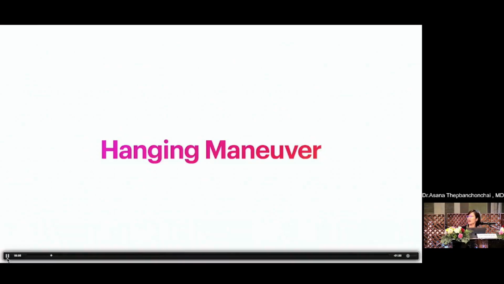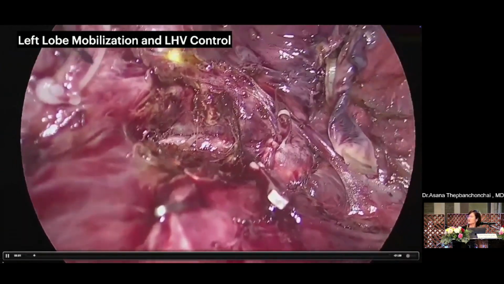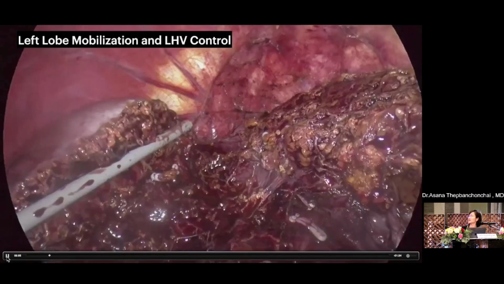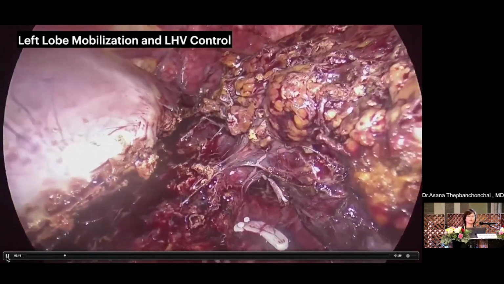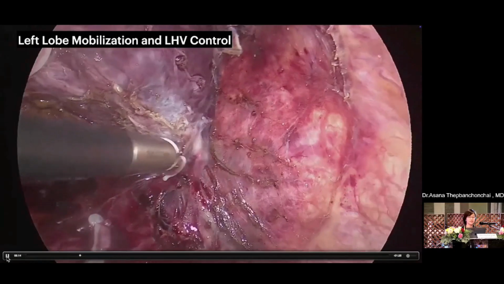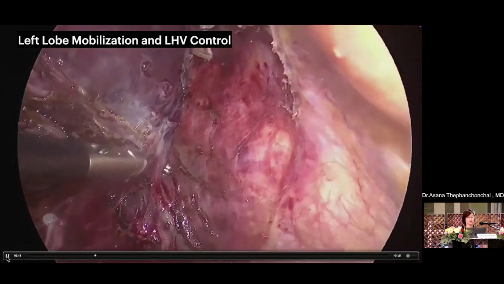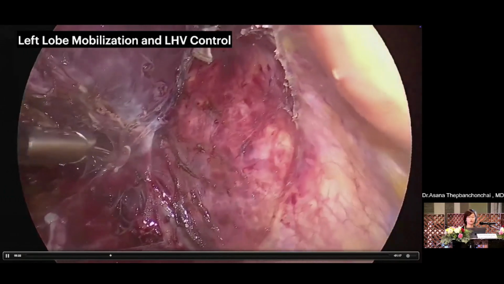At this time, I move to dissect the Arantius ligament and cut it, and move back to dissect the liver parenchyma, cut the left hepatic duct, and move back again to control this vein, which drains to the root of the left hepatic vein. But it drained outside the liver parenchyma, so I decided to control it individually.